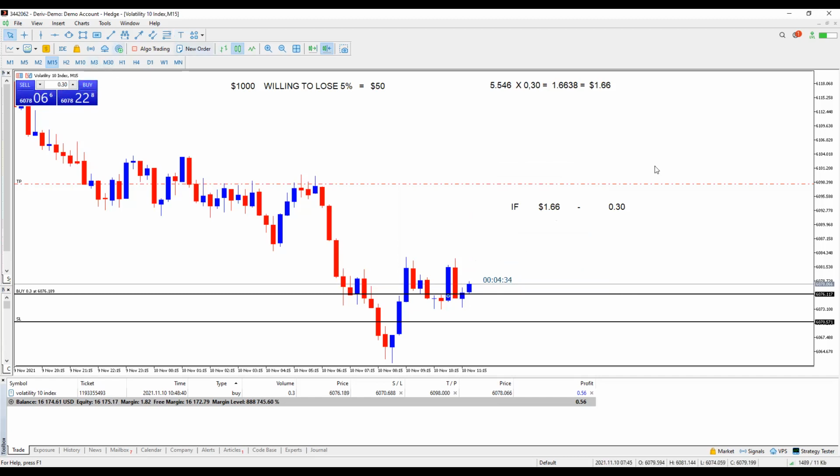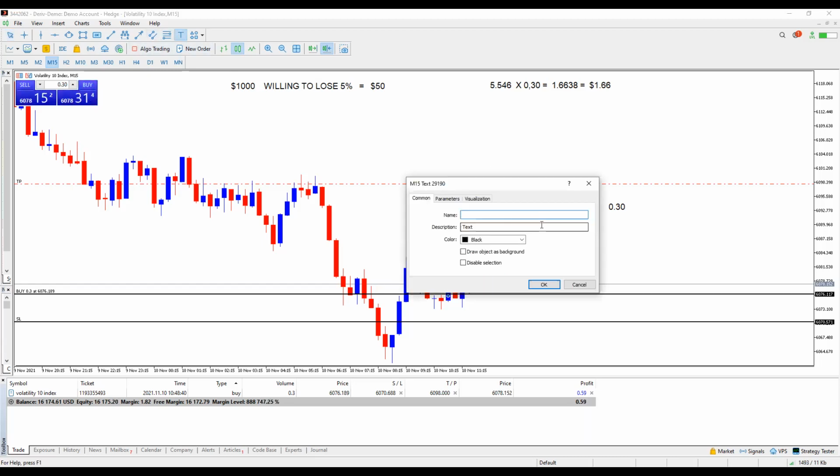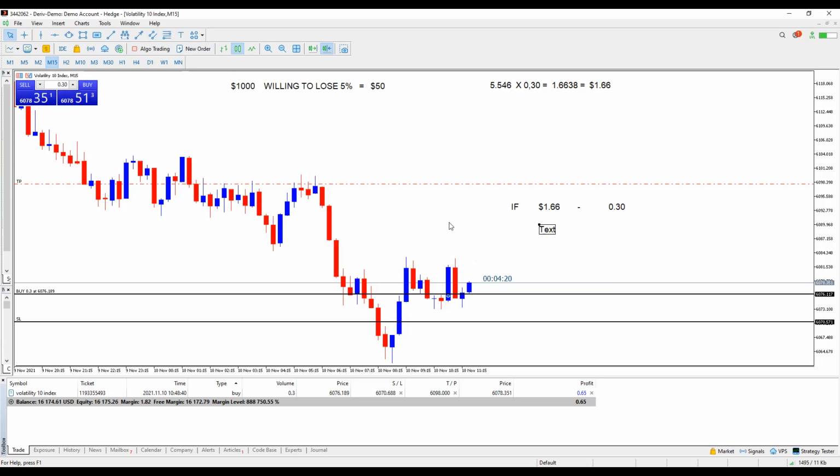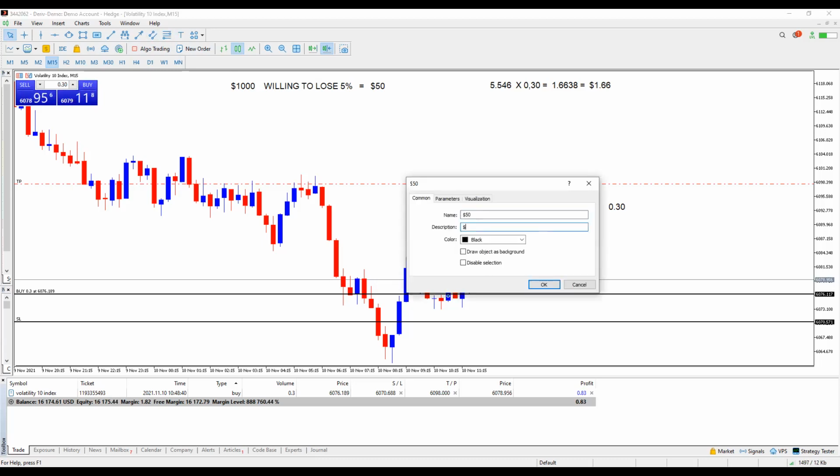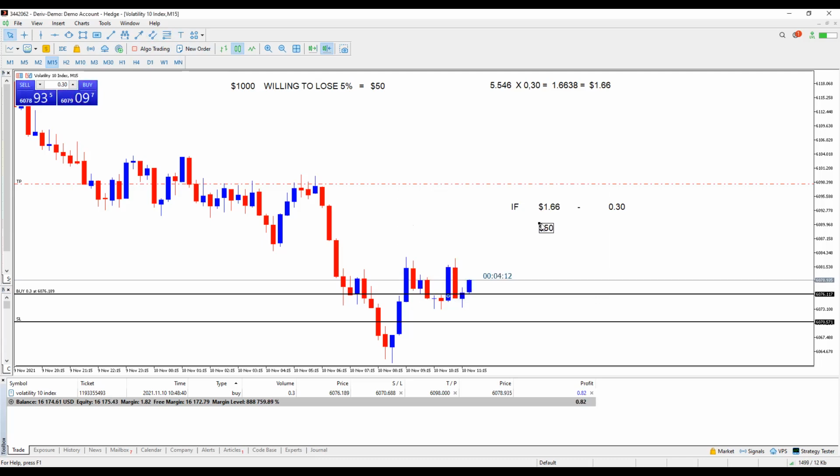The question is, what of, so you match up the money with money. So what of $50, right? What of $50? So if $66 is equivalent to 0.30 lot size, what of $50? So I'm gonna remind a few people here their mathematics, direct proportion and indirect.